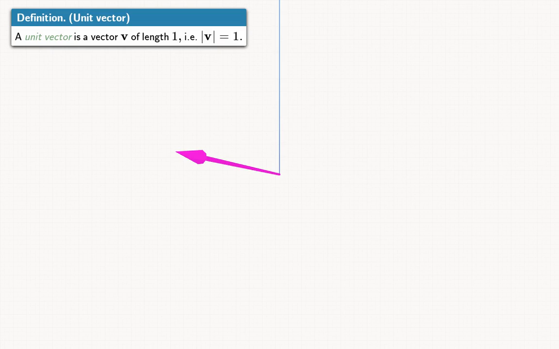Some particularly important vectors are unit vectors, which is what we call a vector whose length in our coordinate system is 1. If we place a vector in standard position, this is the same as saying that its tip lies on the unit sphere.